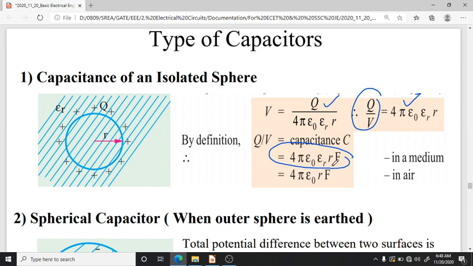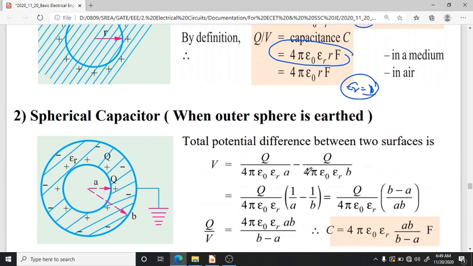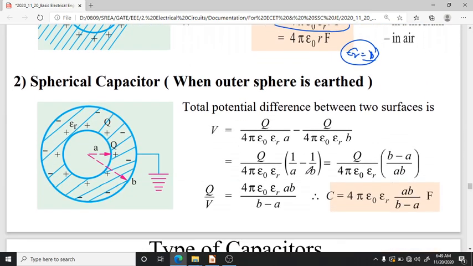In air the relative permittivity is 1, as we have seen last time. So it is 1 into 1, so C equals 4 pi absolute permittivity into R farads, where F is the farad unit. This is for a single sphere. Now suppose a spherical capacitor. Spherical means two radii, when the outer sphere is earthed.